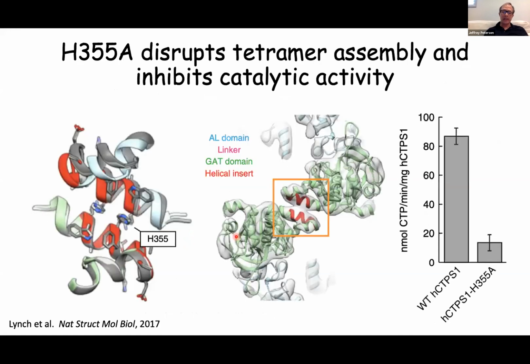And so to test this idea, we took advantage of the histidine 355 to alanine mutation that Eric introduced in his talk. And as he noted, 355 is located at the polymerization interface for tetramers, and mutation of that single amino acid disrupts tetramer stacking. And as you'd expect, also blocks the increase in catalytic activity seen when the wild type enzyme polymerizes. And so we introduced the 355 to alanine mutation in the context of Drosophila CTP synthase, and then expressed it as a transgene within the Drosophila ovary.